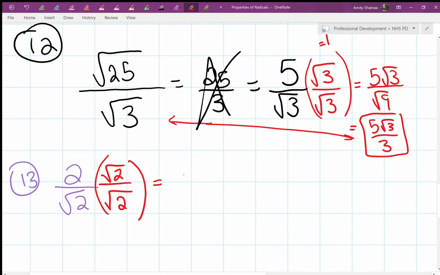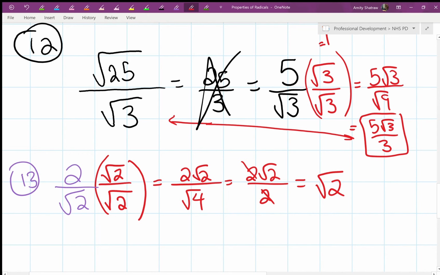2 times the square root of 2 is what I get on top. On bottom, I get the square root of 4, which is really the same thing as 2. Hey, these 2's cancel out, and my answer is just the square root of 2, which I already told you I had memorized, is 1.414. So sometimes when you rationalize the denominator, things do actually look simpler.